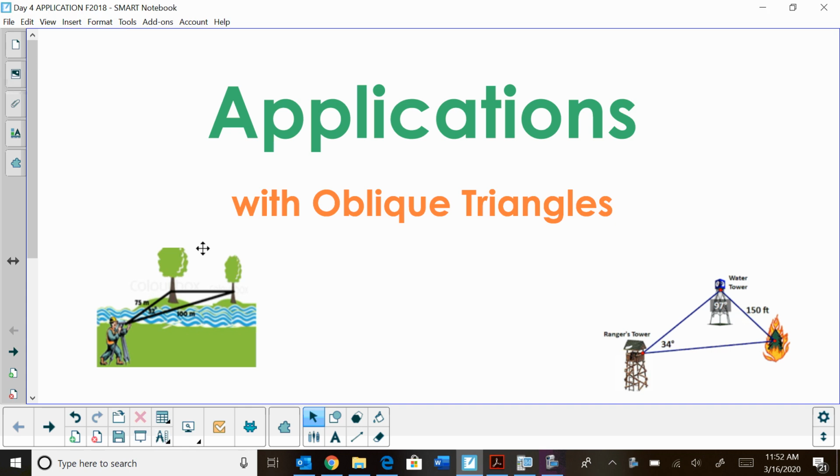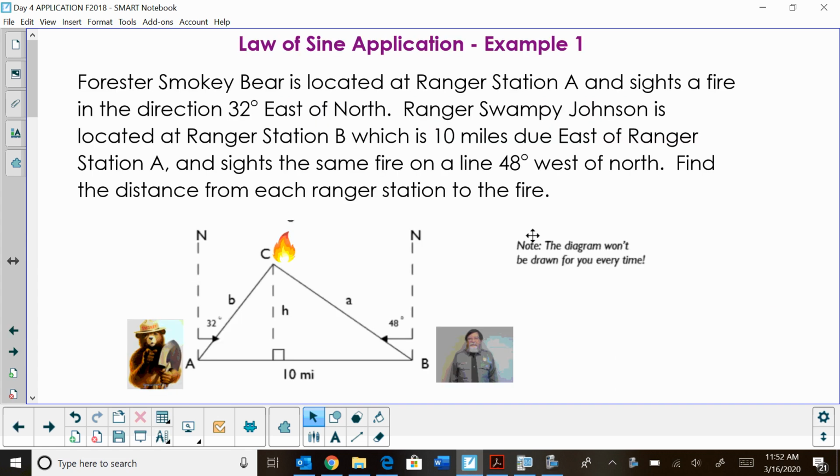Today we're going to look at applications with oblique triangles, and we're going to be using the law of sine to solve these. So let's start off with this first example.